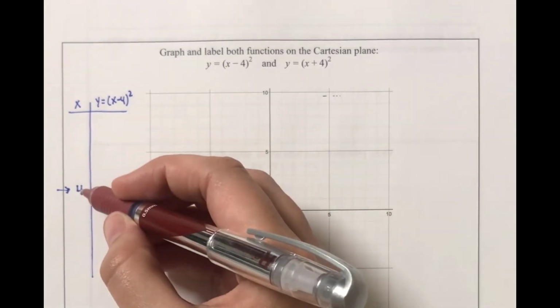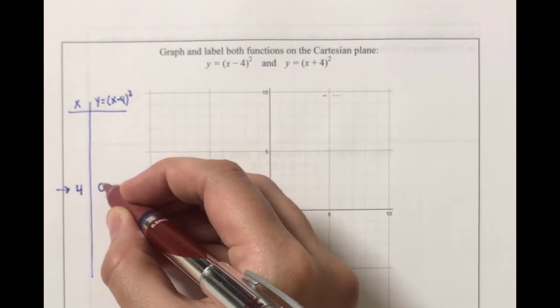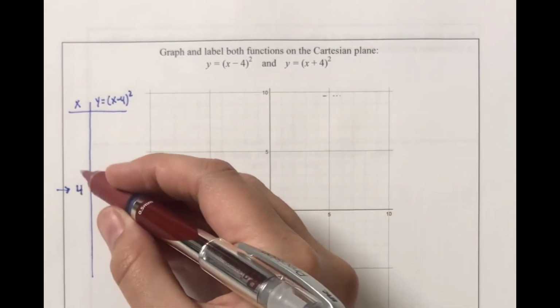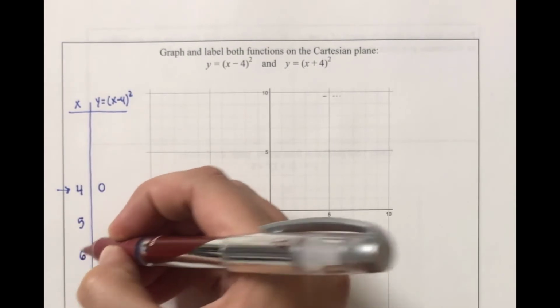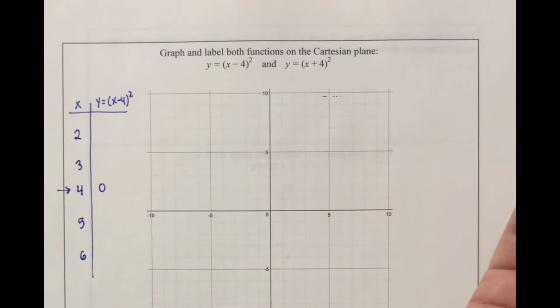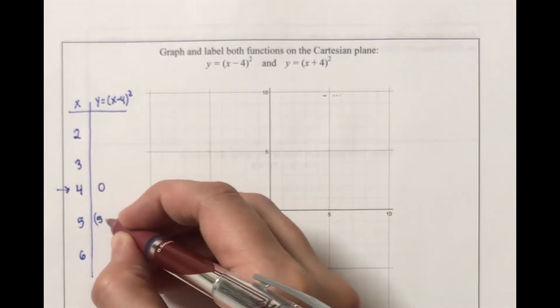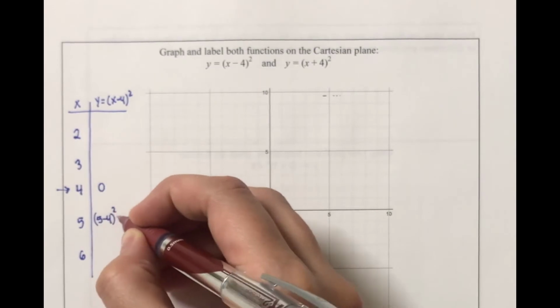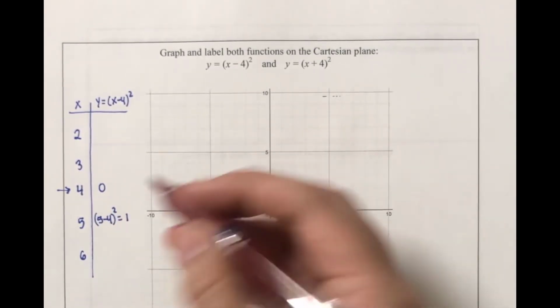Okay, so if I pick 4, 4 minus 4 is 0, 0 squared is 0. And then I'm going to pick numbers around 4. So I'm going to pick 5 and 6, and then smaller than 4, I'm going to pick 3 and 2. Okay, so if we plug in 5, we have 5 minus 4 squared. This is 1 squared, which is 1.